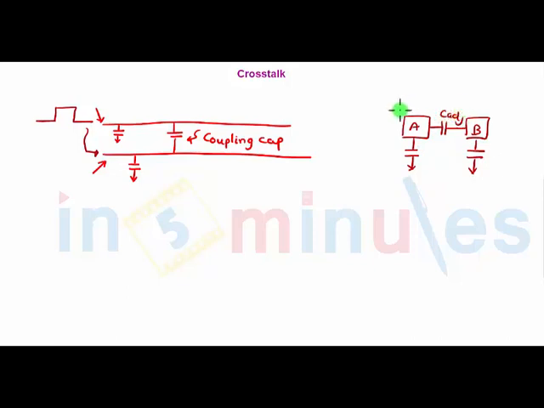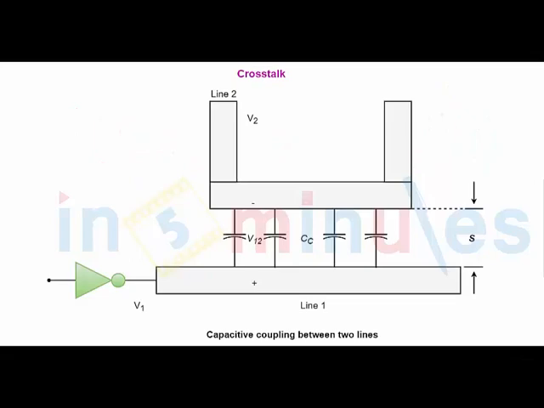When wire A switches, it tends to switch interconnect B also in some direction, when it is not supposed to switch. This is because of the capacitive coupling between the two, and this phenomenon is nothing but crosstalk. So we just understood what is called crosstalk. Now let's go ahead and find the value of that coupling capacitance.